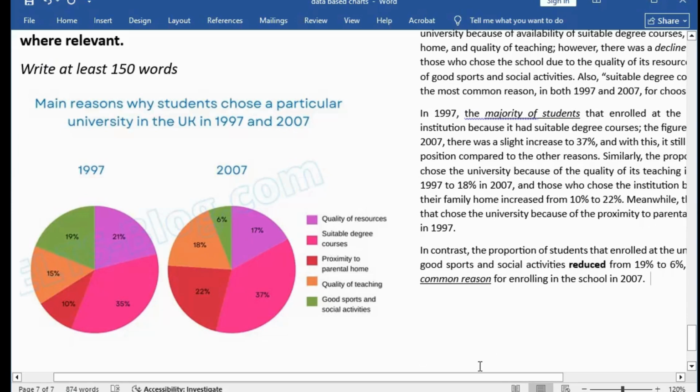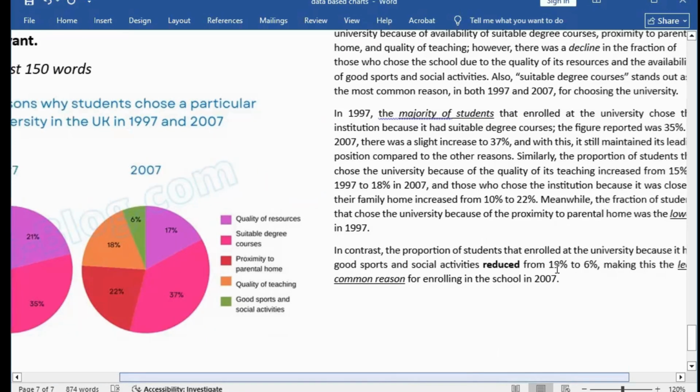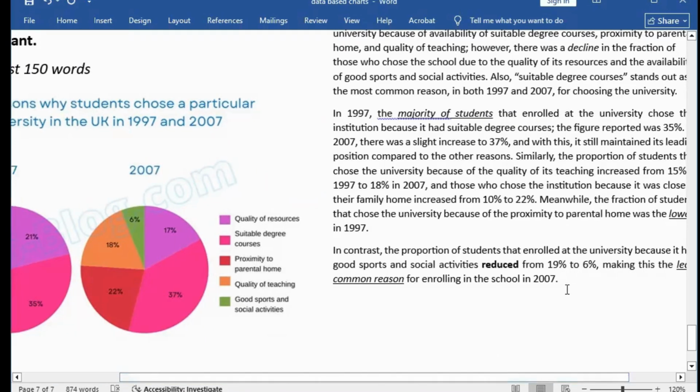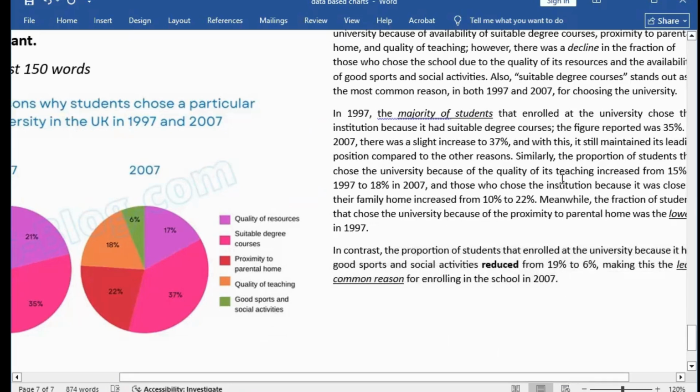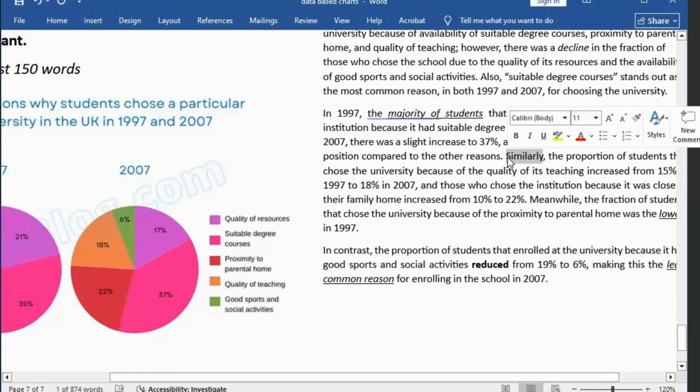Remember that you are going to put that sentence in this paragraph after this one. So you must start with a word that links it to this first sentence. It's a word like this, but I don't want you to use similarly. Use another word. Don't use similarly.